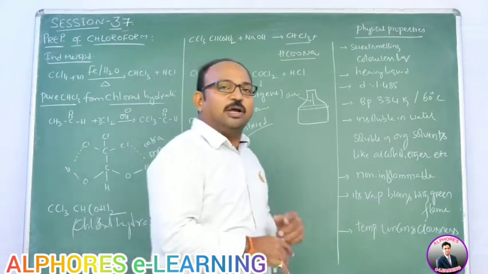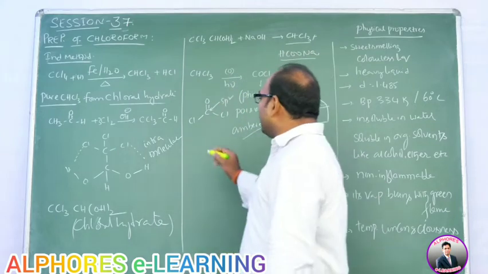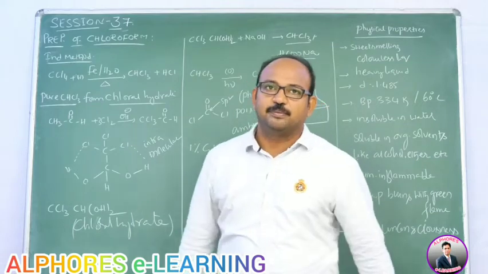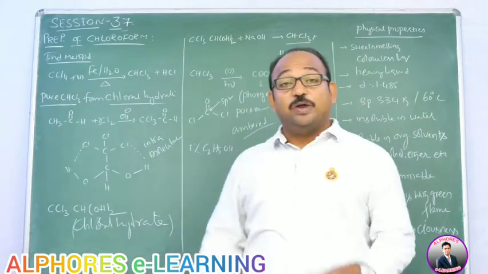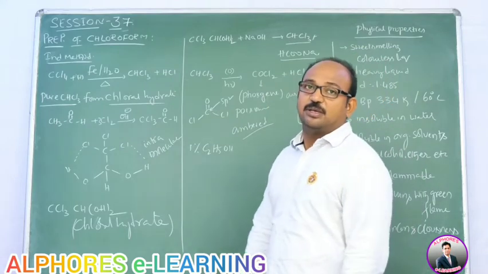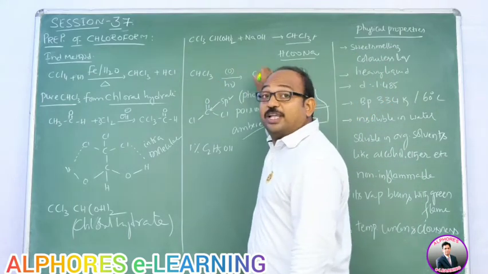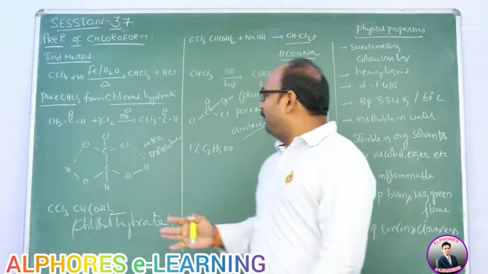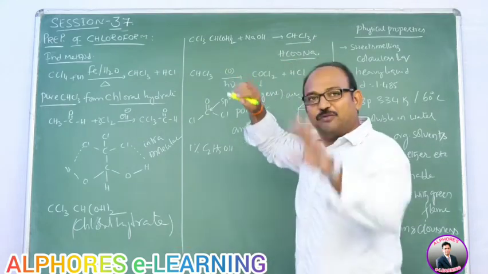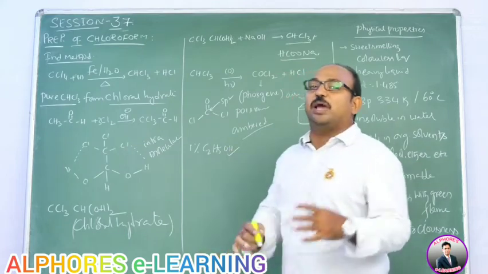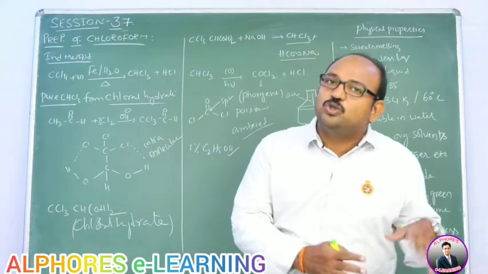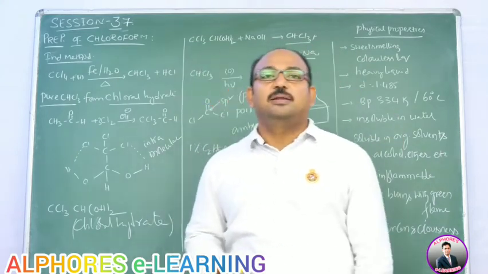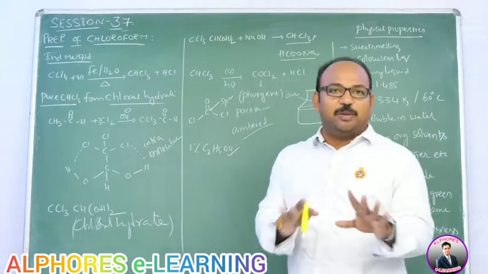Got the point? And the third one: while storing, we have to use 1% ethyl alcohol. Why? What is the purpose here? If any photochemical oxidation takes place, and along with chloroform, phosgene formation also takes place, then in order to remove that phosgene, this 1% ethyl alcohol will be utilized. I am repeating once again. While storing that chloroform, we have to add a little amount of 1% ethyl alcohol.